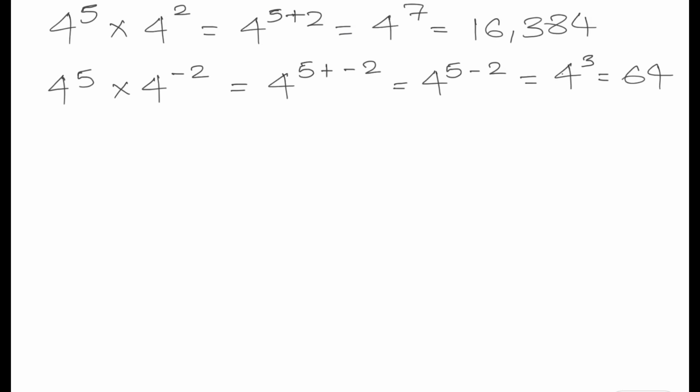Awesome. And then our next examples, so we now have 3 to the power of 7 divided by 3 to the power of 3 gives us 3 to the power of 7 minus 3, which equals 3 to the power of 4, which equals 81.